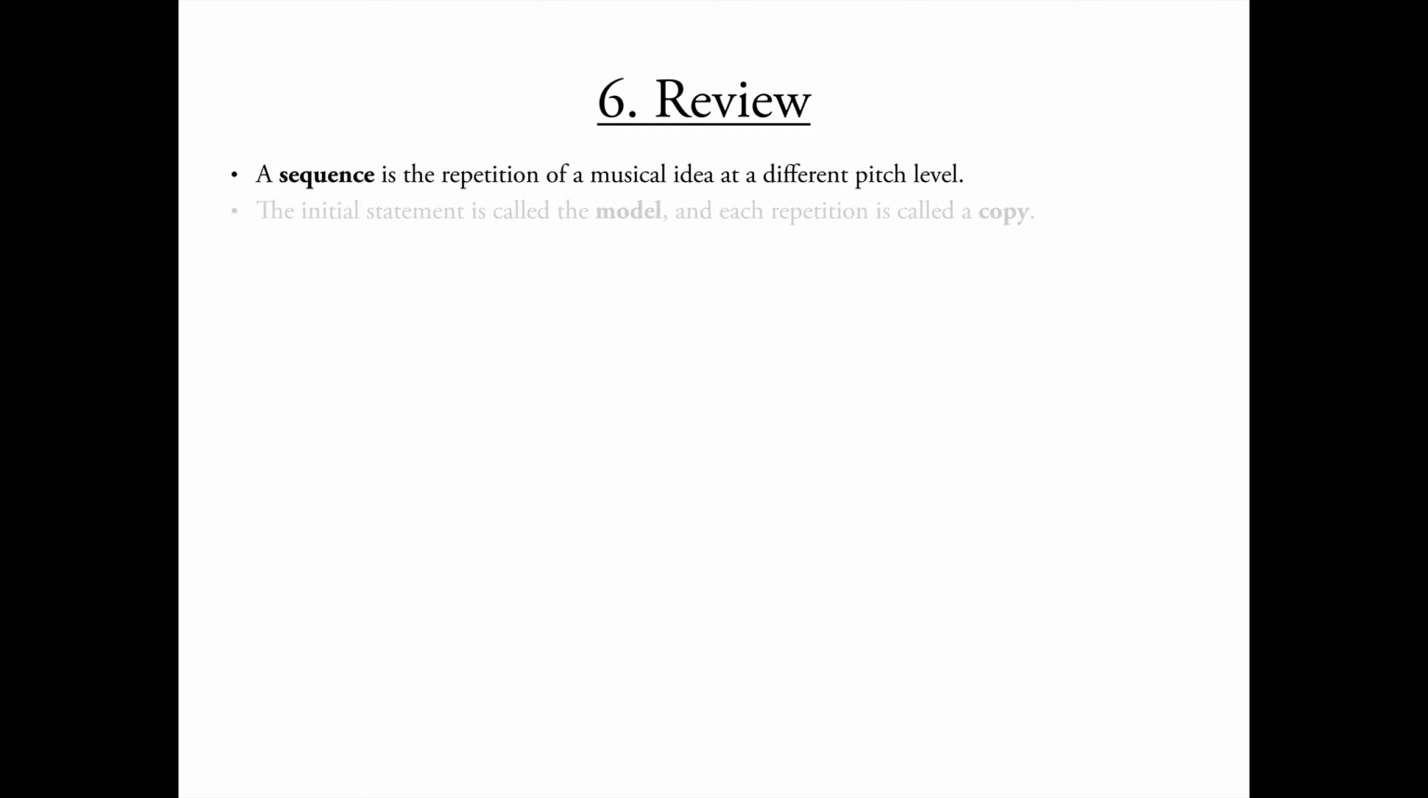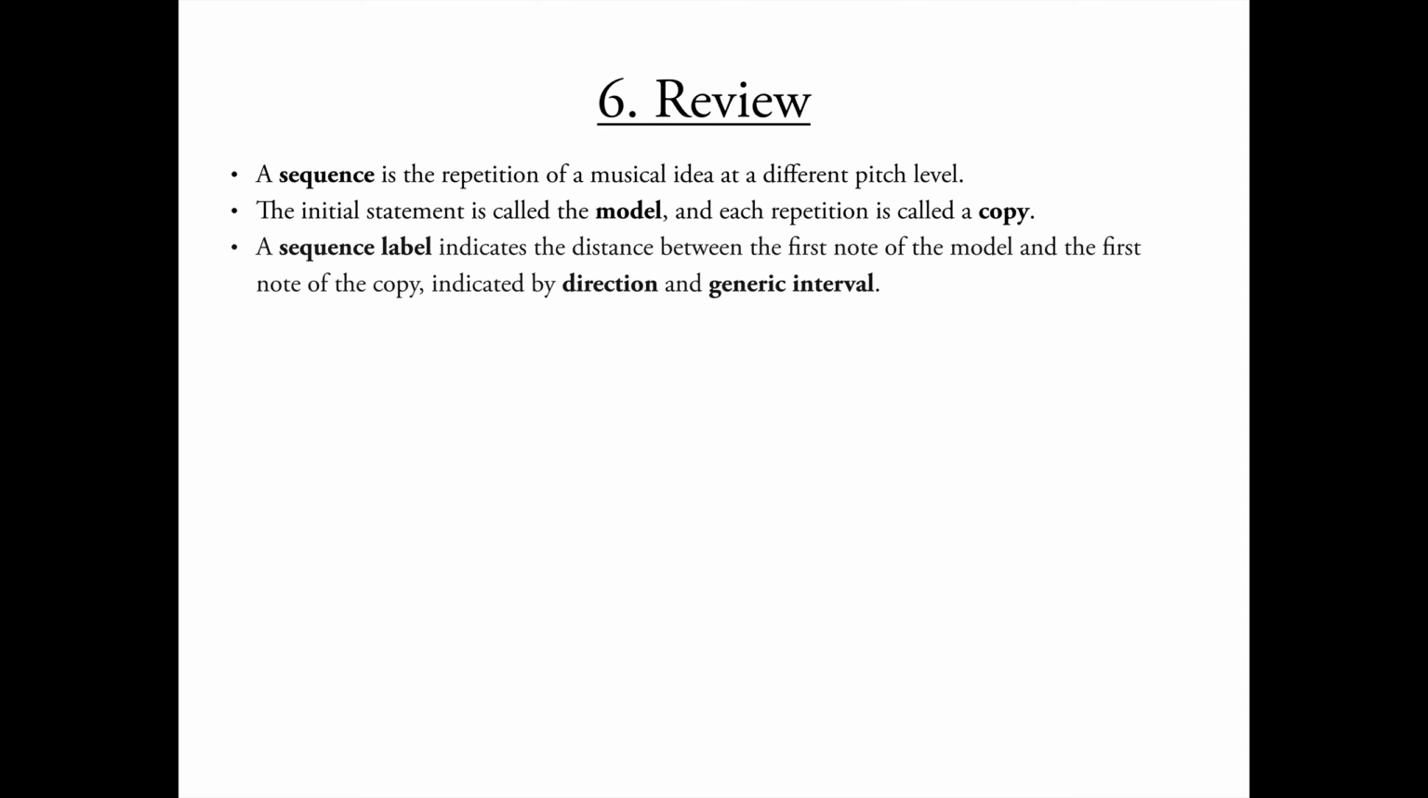Let's do a quick review of the main points presented in this video. A sequence is the repetition of a musical idea at a different pitch level. The initial statement is called the model, and each repetition is called a copy. A sequence label indicates the distance between the first note in the model and the first note of the copy, indicated by direction and generic interval.